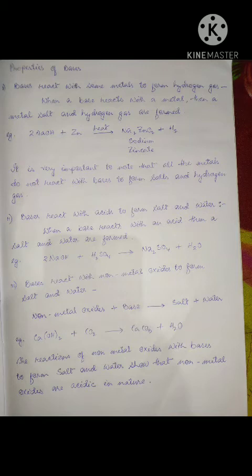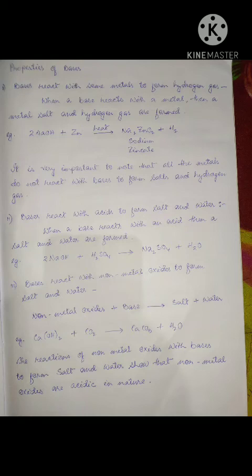When a base reacts with an acid, then a salt and water are formed. For example, sodium hydroxide plus sulfuric acid to form sodium sulfate plus water. And the third property is bases react with nonmetal oxide to form salt and water. In short form, we can write nonmetal oxide plus base to form salt plus water. For example, calcium hydroxide plus carbon dioxide to form calcium carbonate plus water. The reaction of nonmetal oxide with base to form salt and water shows that nonmetal oxides are acidic in nature.